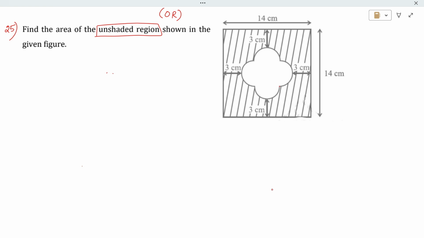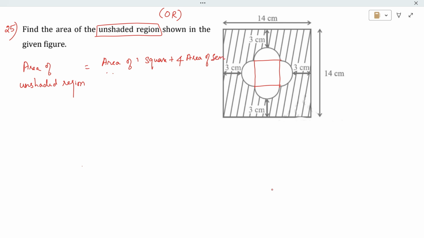So in this blank region, I can see four semicircles. So if I draw the diameter for each semicircle, it makes a square. So what is the area of unshaded region made up of? Area of unshaded region is made up of area of one square plus four semicircles. So, plus four times area of semicircle, isn't it? But do I know the side of the smaller square? No, right? But I know the side of the bigger square.